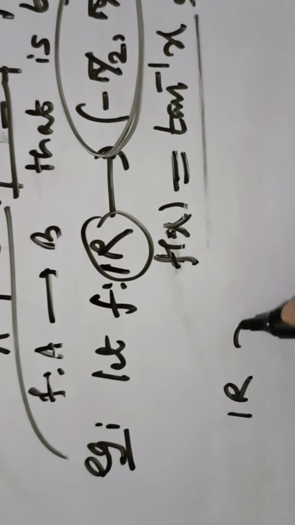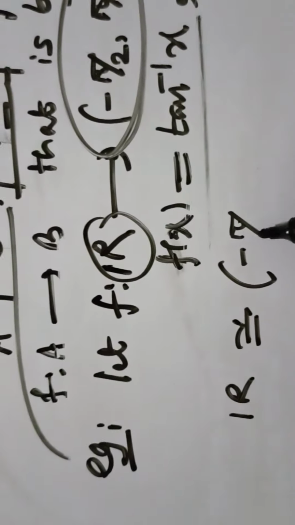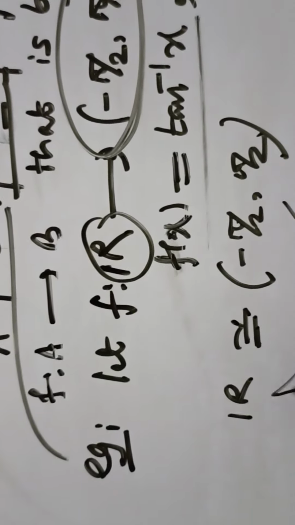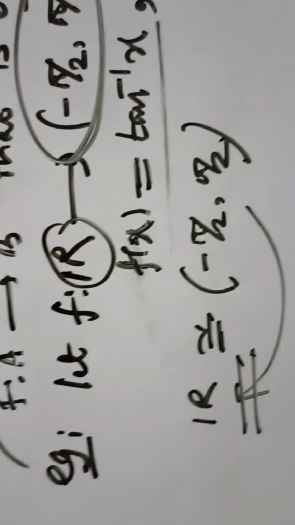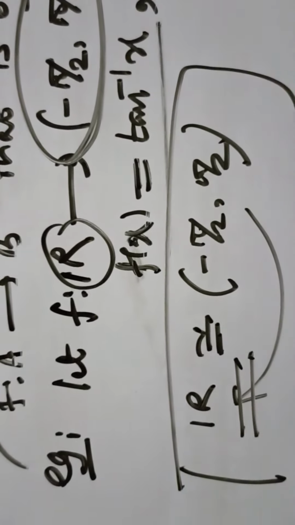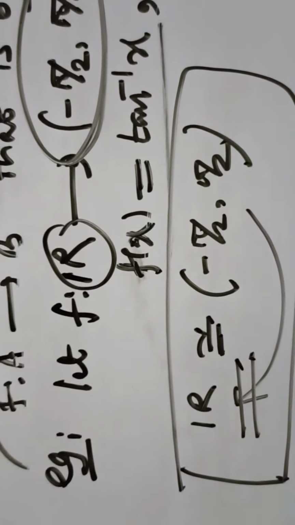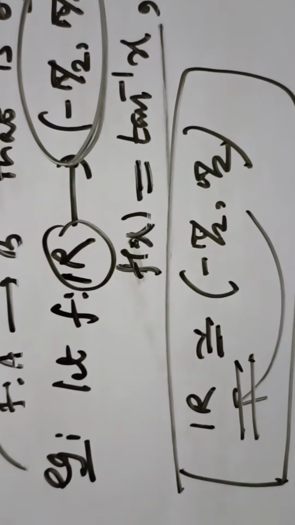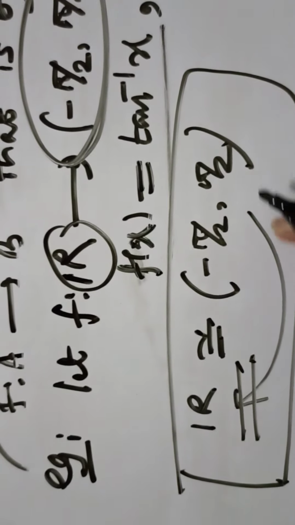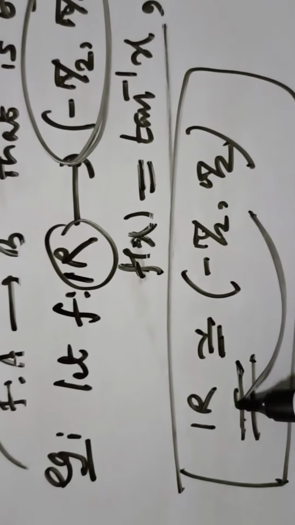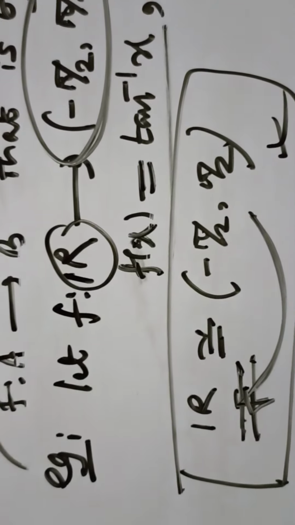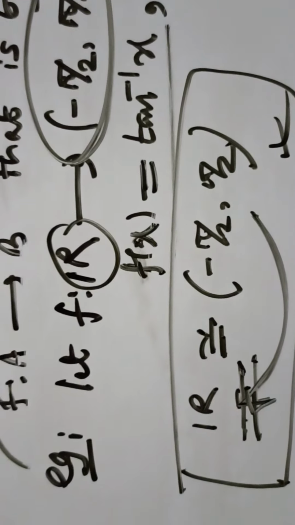According to my above definition, you can say these sets are equivalent, right? But see, this interval is a proper subset of R. So in the case of infinite sets, a proper subset of a set can be equivalent to the set. But in the case of finite sets, it is not possible. In the case of a finite set, a proper subset is never equivalent to the set. But an infinite set can have a proper subset equivalent to it.